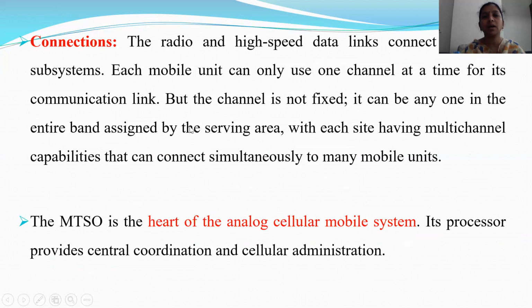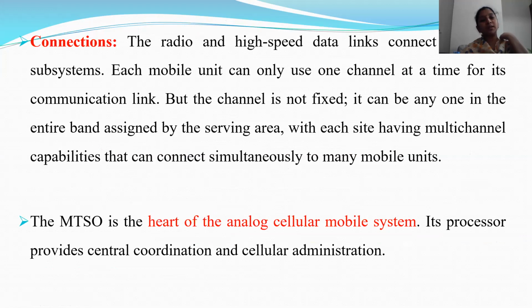The connections are radio and high-speed data links that connect the three subsystems. Each mobile unit can only use one channel at a time because it is an analog circuit switching system. For its communication link, the channel is not fixed. It can be any one in the entire band assigned by the servicing area, with each site having multi-channel capabilities that can connect simultaneously to many mobile units.